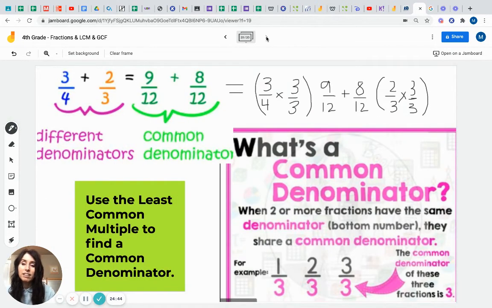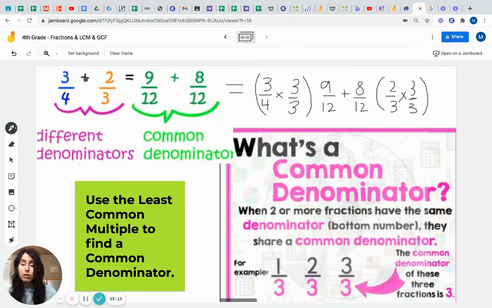Okay, last but not least, we're going to practice using the least common multiple to help us find our common denominator. I told you we'd be coming back to this in just a minute, but before we do that, we need to make sure we all understand what a common denominator is. That's when two or more fractions have the same denominator. So 1/3, 2/3, or 3/3. We say that they all have common denominators. They share a common denominator. So the common denominator of these three fractions would be 3.